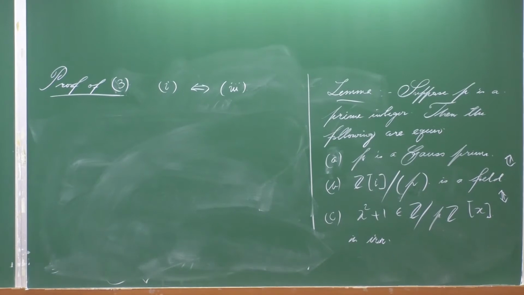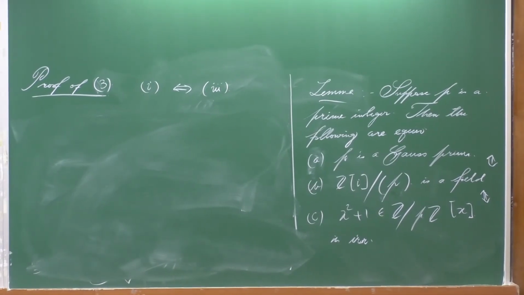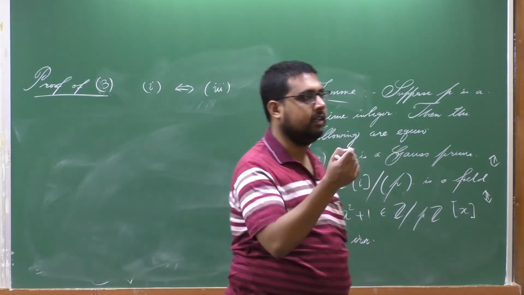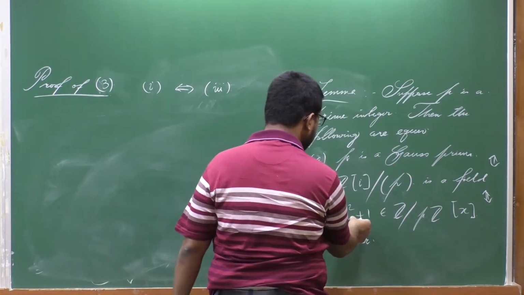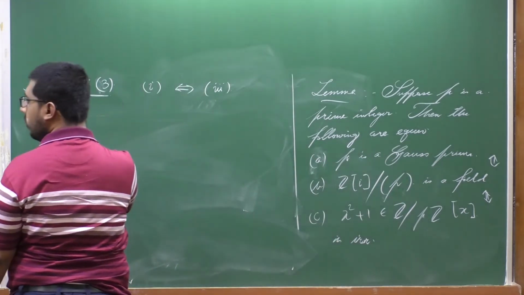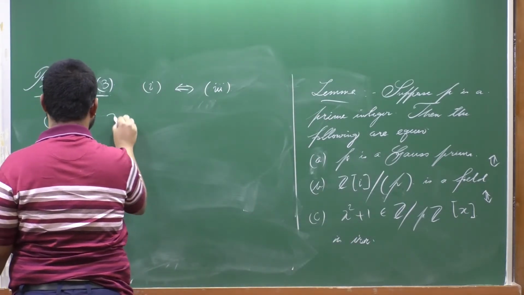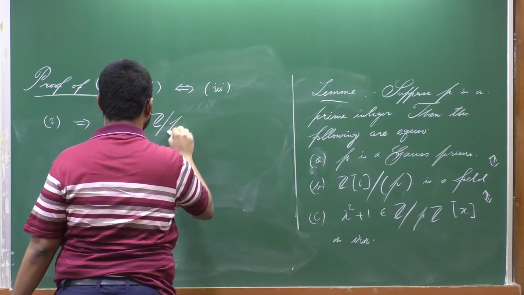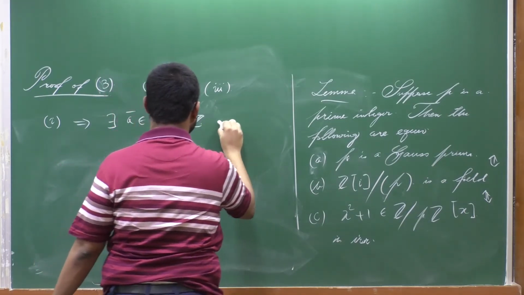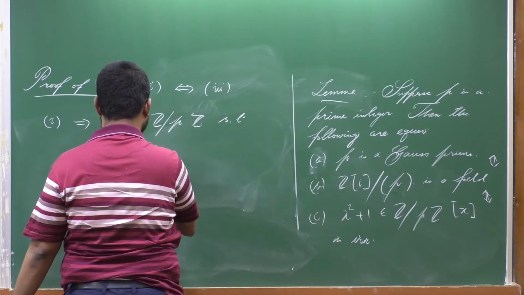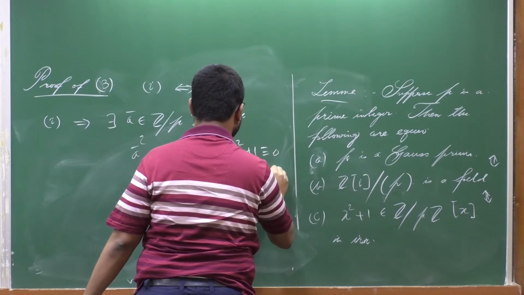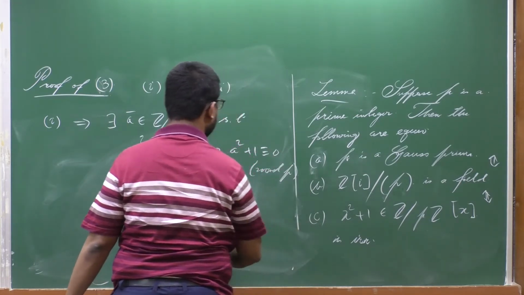This is a quadratic polynomial, a monic polynomial. It is reducible means certainly there will be a root, right? So over a field it is a monic polynomial. It is reducible means certainly it will have a root, say A. So therefore we have, 1 implies there exists a root. So there exists A in Z modulo pZ such that A square plus 1 is 0, which is basically saying, as for the integers, modulo P. Okay.